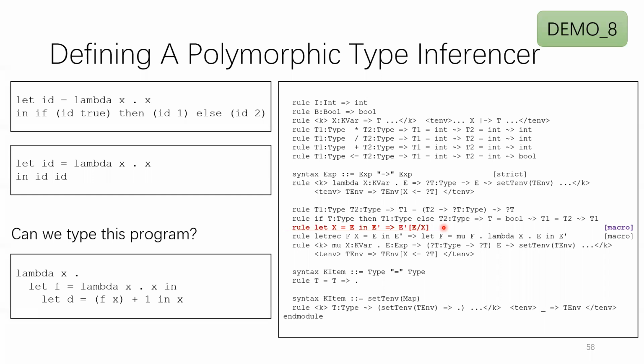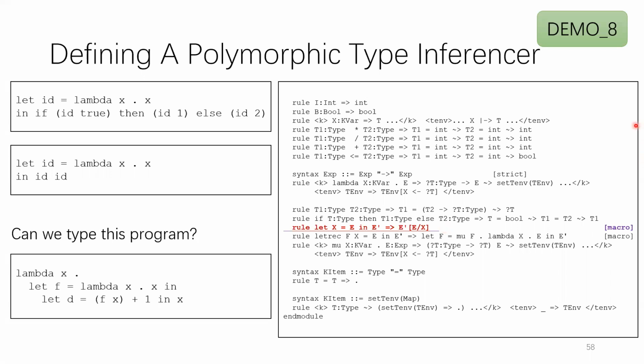So I probably don't have time to talk about that, but there are future versions of this inferencer where you have type schemas, right? You type E and get a type schema out of it, and then you instantiate the type schema at each instance, for each X, as opposed to retyping E in each place.